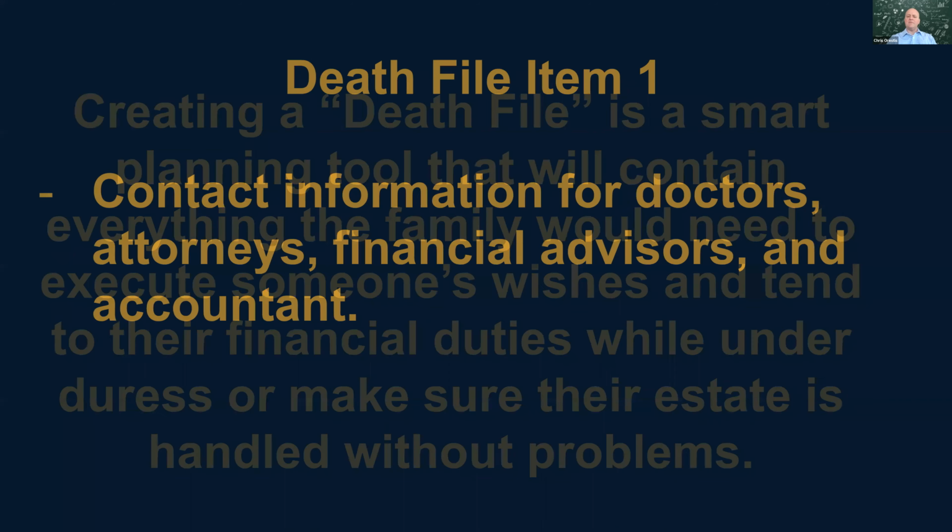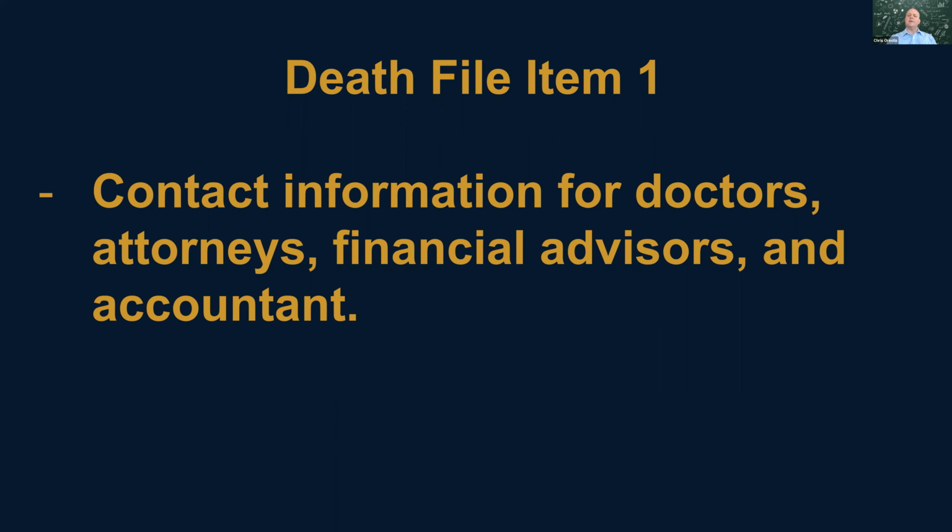Death file item number 1 is the contact information for doctors, attorneys, financial advisors, and accountants for the individual. Ask yourself this question: when it comes to, say, a loved one, maybe your parents or siblings, do you know this information off the top of your head if all of a sudden something were to happen? The answer is probably no. So gathering this information and having it in one place is going to be important if it comes time to act on somebody's behalf.